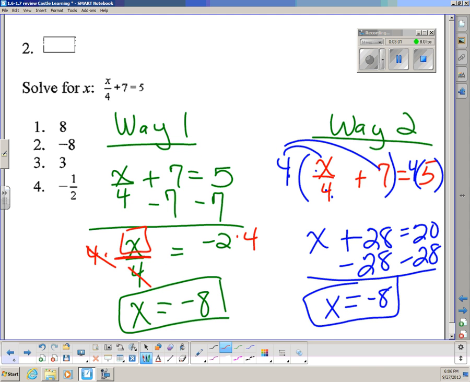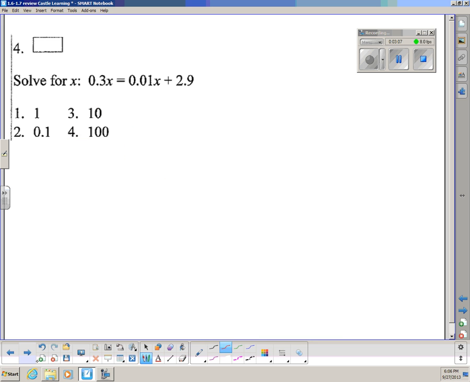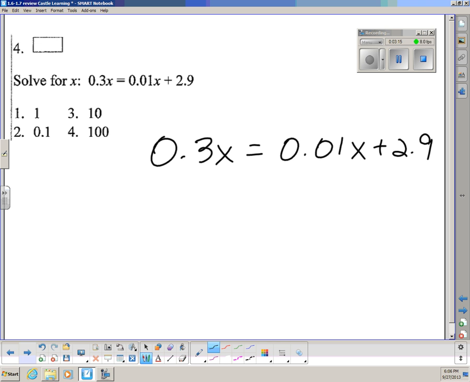Oh, and I guess I should also go back and say number 2 was negative 8. Okay. Moving on here. Number 4, we're solving for x. We have 0.3x equals 0.01x plus 2.9. So we're subtracting 0.01x from both sides.